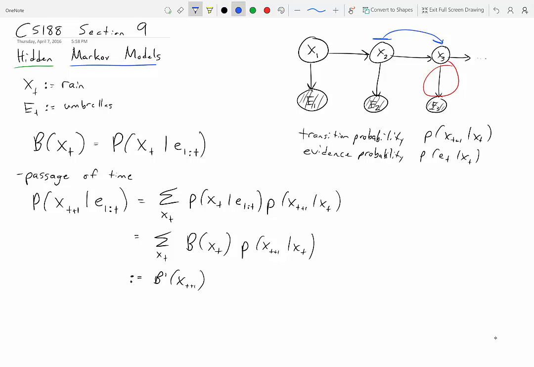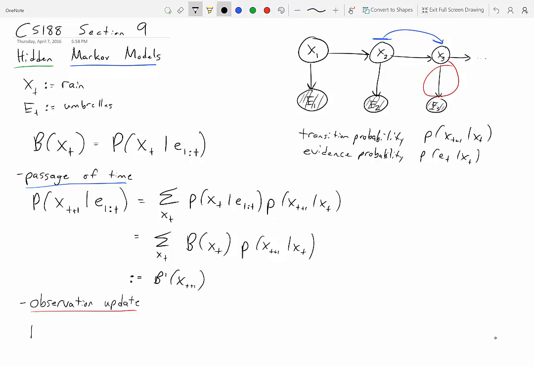So I can color code this passage of time. And now we're going to do the observation update. And this is what's in red.